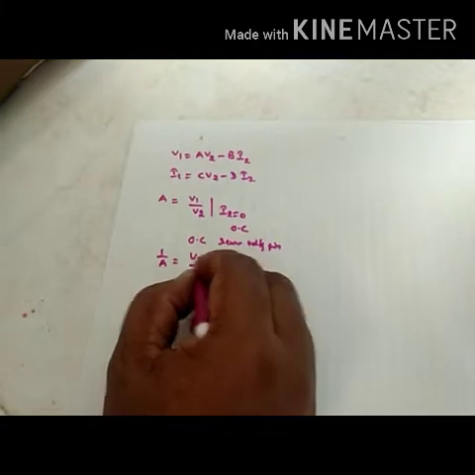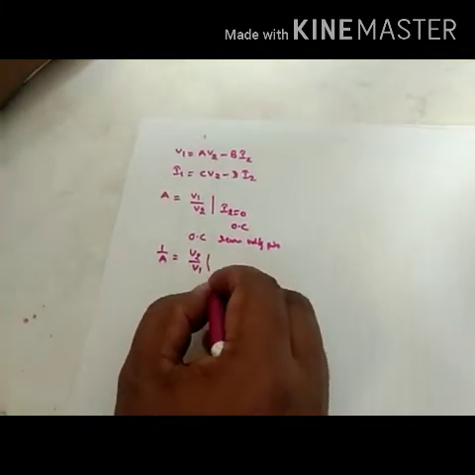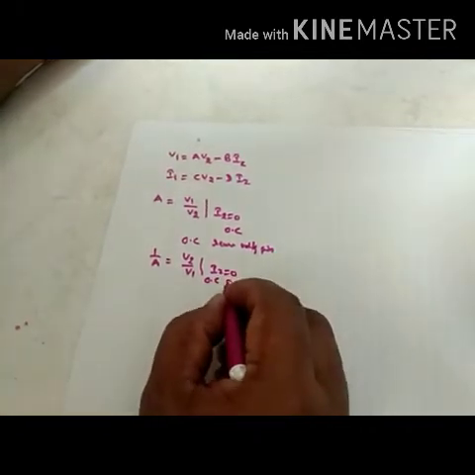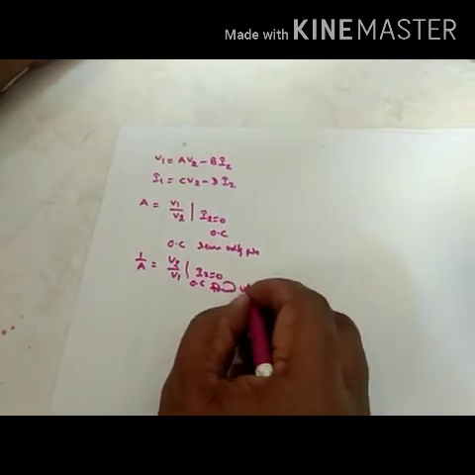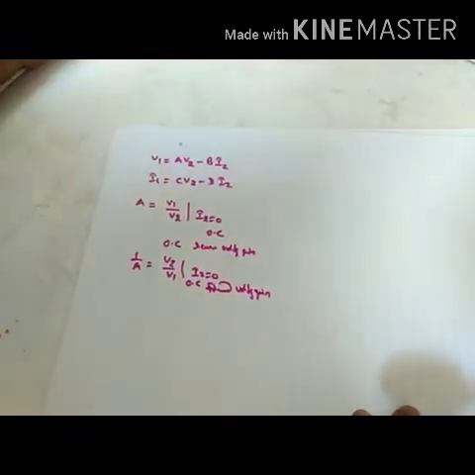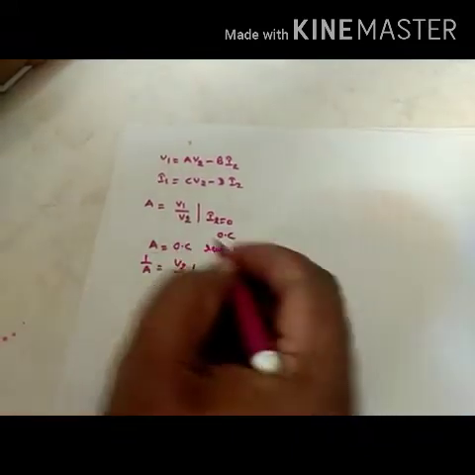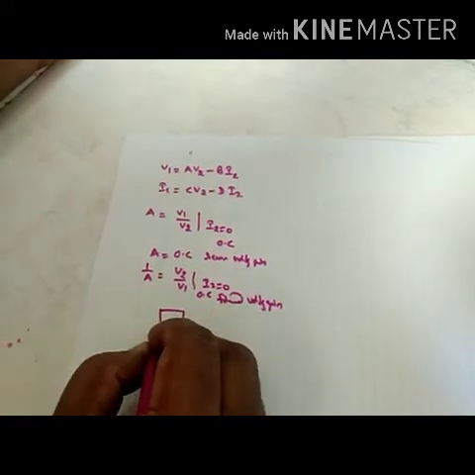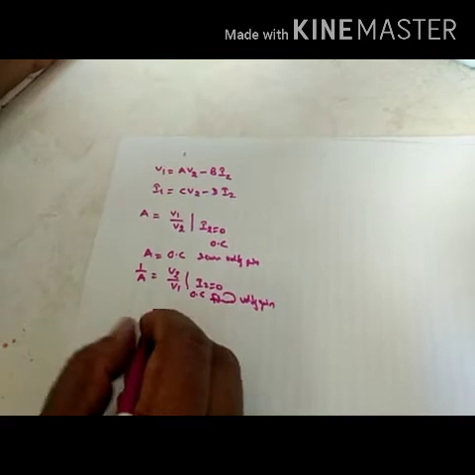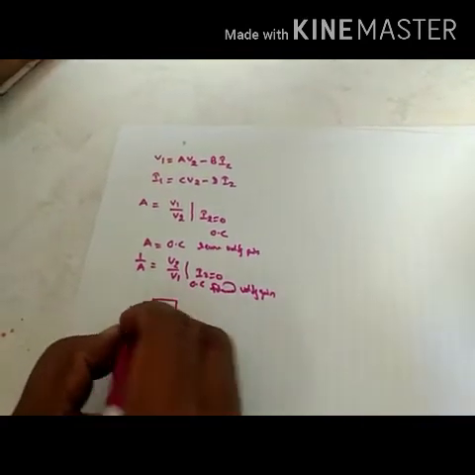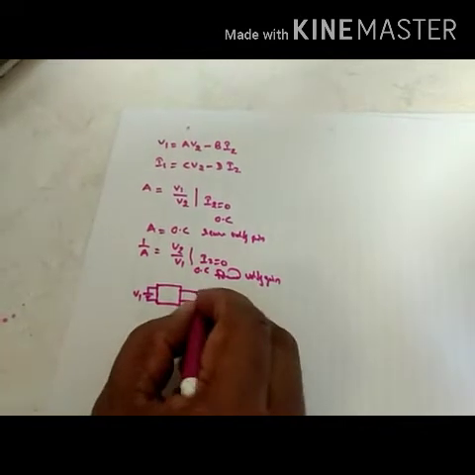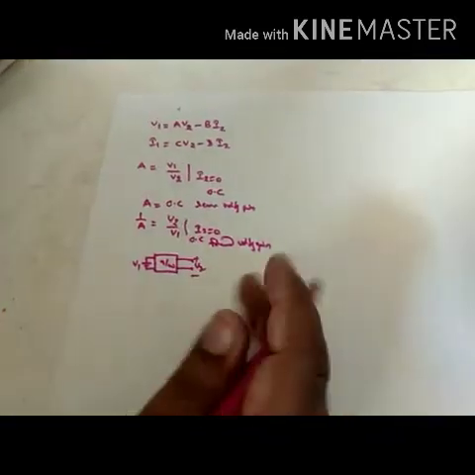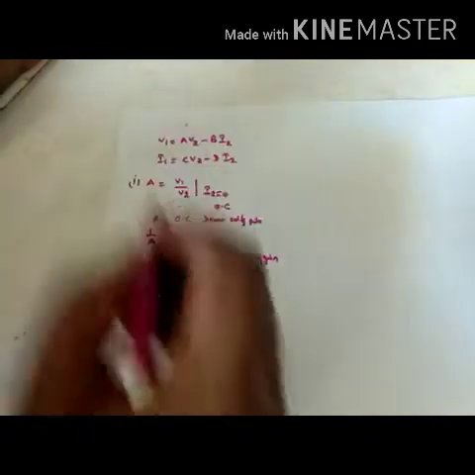1 by A is equal to V2 by V1. So V2 by V1 is open circuit when I2 is equal to 0. Open circuit forward voltage gain. A is equal to open circuit reverse voltage gain. 1 by A is equal to V2 by V1. Now it is very easy to measure the voltages. Suppose we apply some voltage V1 here, then measure the voltage at output port. Okay, now this is the first parameter.